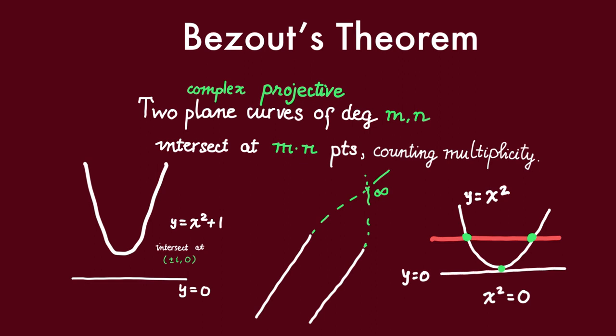In the next video, we're gonna use resultant to give an elementary proof of this theorem. In later videos, we're gonna give a more sophisticated formulation of this theorem, defining more precisely what multiplicity means. And then we'll give some alternative highbrow proofs.